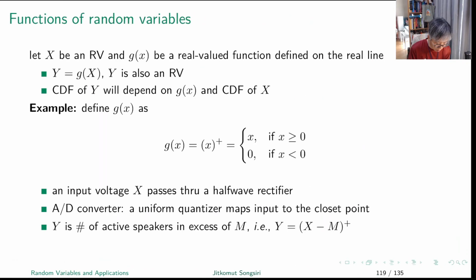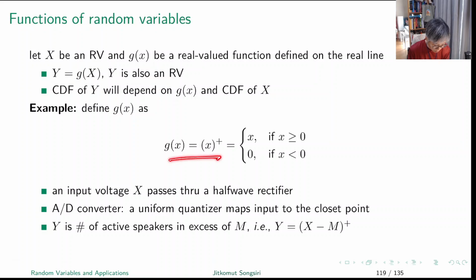So the setting is the following. Suppose we have a random variable x and let g be a real-valued function that is defined on the real line. So in this case, x and y both take real values. So y equals g(x), and y is also a random variable. As I said earlier, the CDF of y depends on g and depends on the distribution of x.